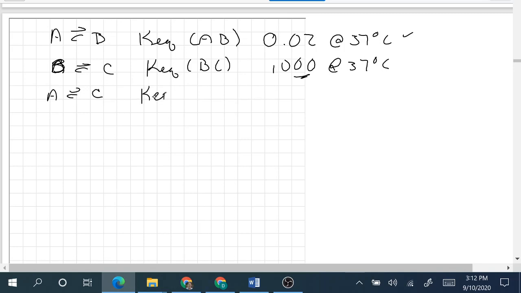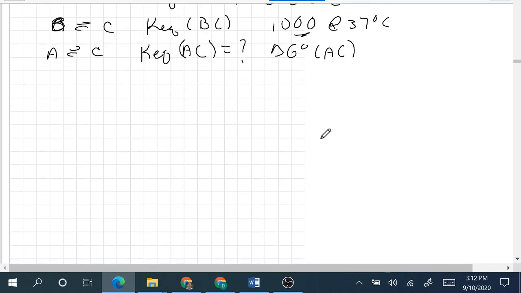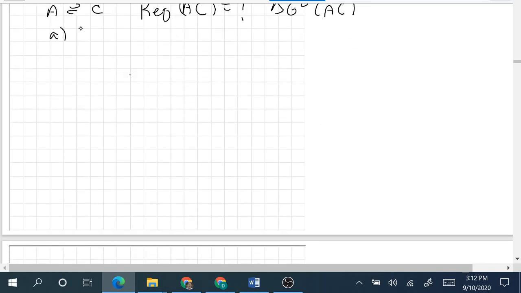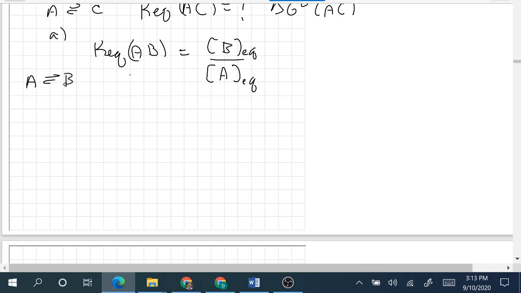So we're looking for our KEQ for AC, and we want to calculate our delta G naught for AC. Let's start with the KEQ. In order to give us the KEQ for AC, we're going to have to do some rearranging. The KEQ for reaction AB is equal to B over A at equilibrium, and that's for the reaction A goes to B.